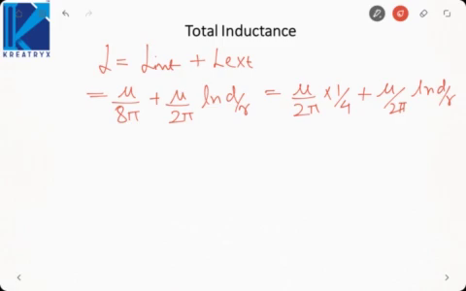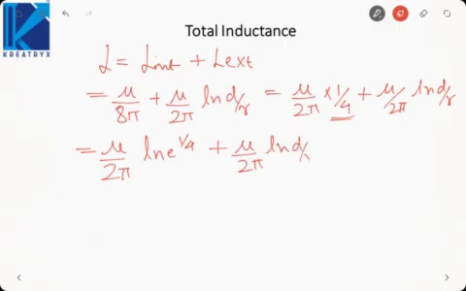To combine these terms, 1 by 4 should be expressed in log. So mu by 2 pi ln e raised to power 1 by 4, plus mu by 2 pi ln d by R. So it will be mu by 2 pi ln (d e raised to power 1 by 4 upon R).